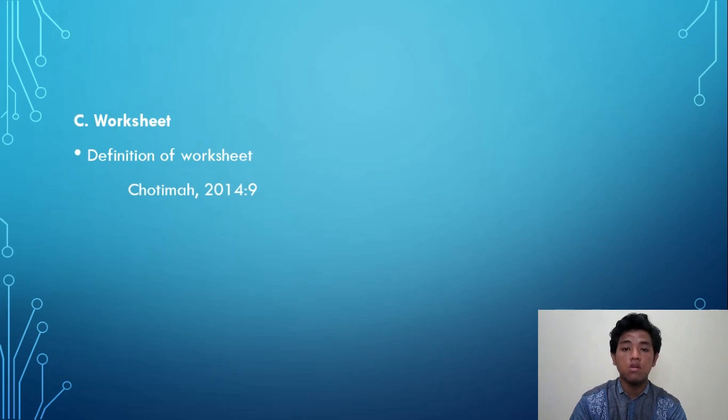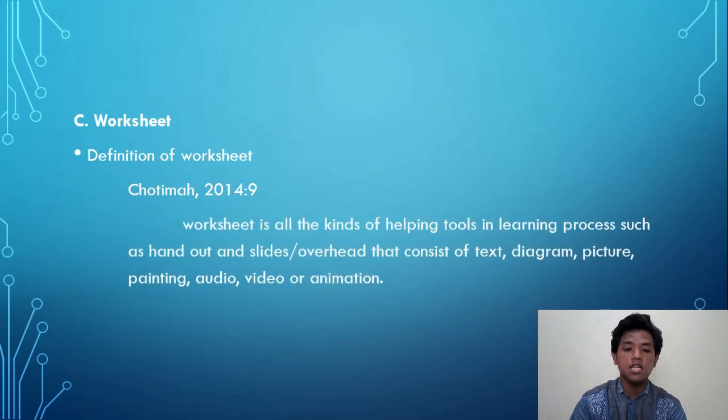Chotima in 2014, page 9, in her article, stated that a worksheet is all the kinds of helping tools in the learning process, such as handouts and slides or overhead, that consist of text, diagram, picture, painting, audio, video, or animation.